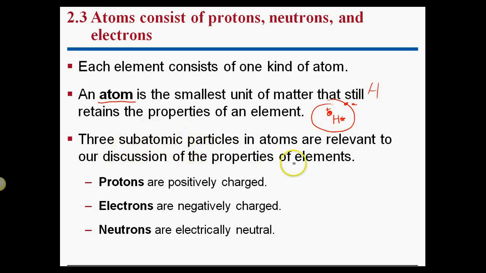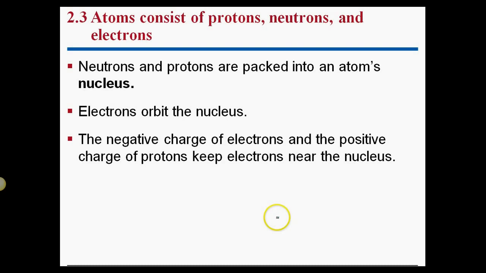Three subatomic particles are relevant to our discussion, right? We've got protons, electrons, and neutrons. It's a good time to pause it. If you're forgetting, you can cover it up real quick. But protons are always positively charged. Electrons are negatively charged. And the neutrons are neutrally charged. So these are our charges for each of these. That should be intuitive, but make sure you know that.